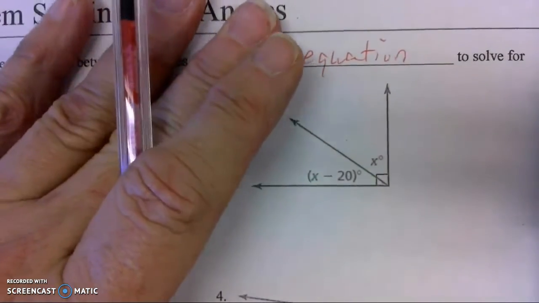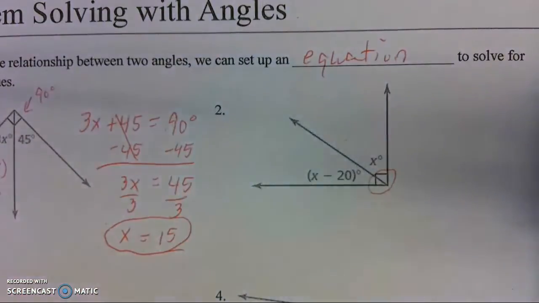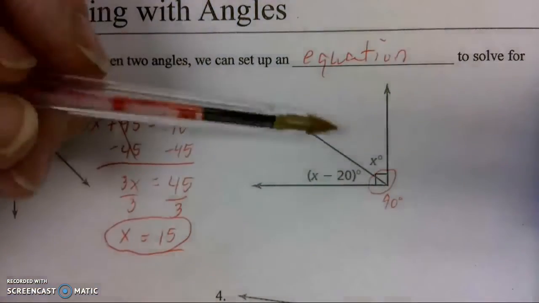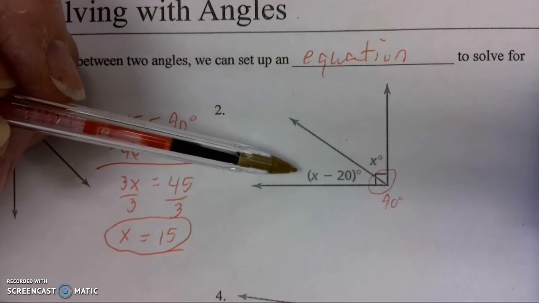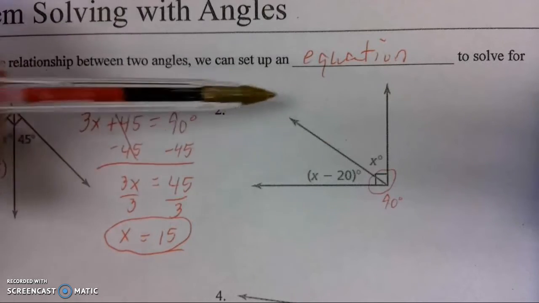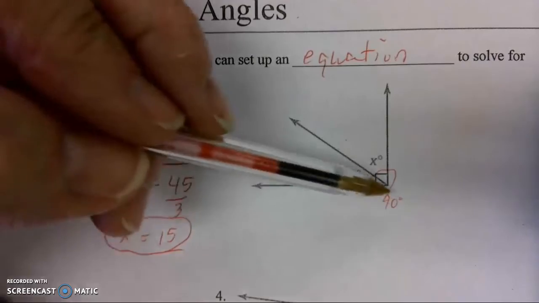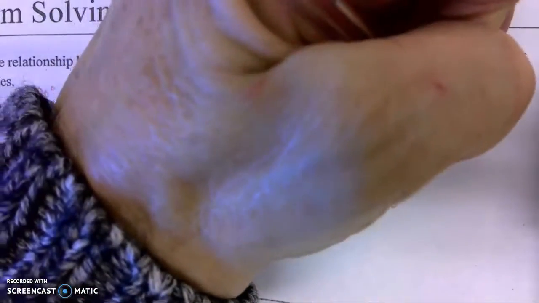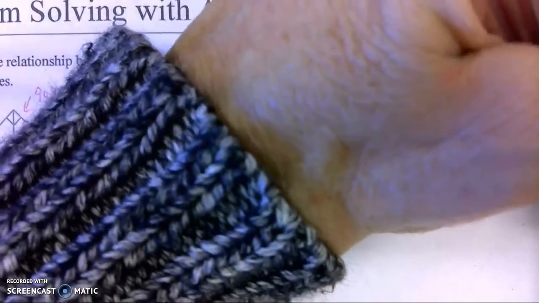Now, here again on number 2, I have that right angle, so that tells me that this is a 90-degree angle. Only this time, notice that my one angle is x, and my second angle is x minus 20. I'm still going to set up an equation because I know that this angle plus this angle equals 90 degrees. They're complementary angles. x plus x minus 20 equals 90.